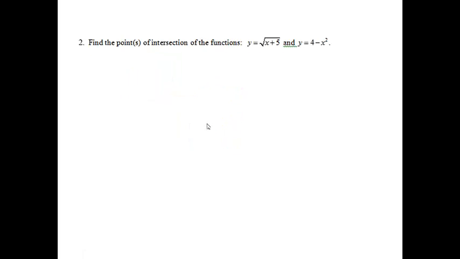Okay, number 2, find the points of intersection of the functions y equals the square root of x plus 5 and y equals 4 minus x squared. Okay, again, on this one, it is a calculator problem, so we can just go ahead and graph both functions. When I do so, I will get something that looks like that, and then I'll get something that looks like that, I do believe. So they cross 2 times.